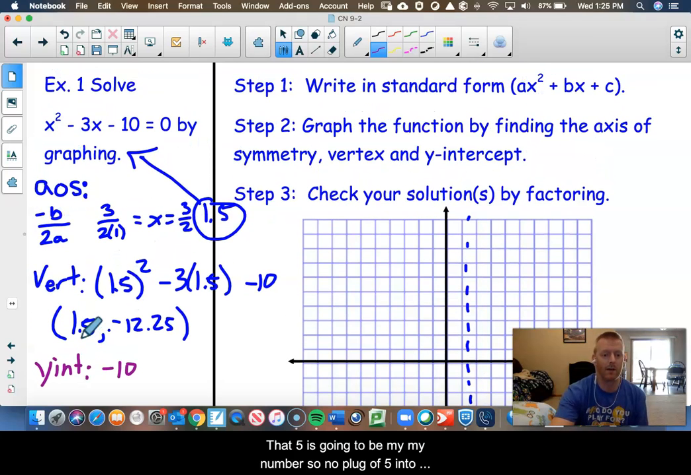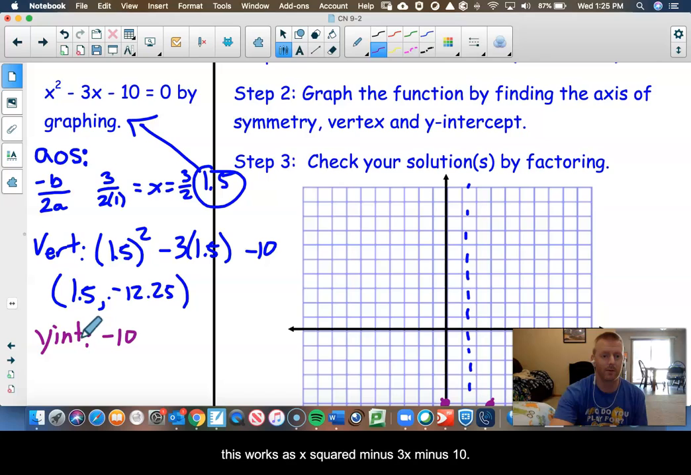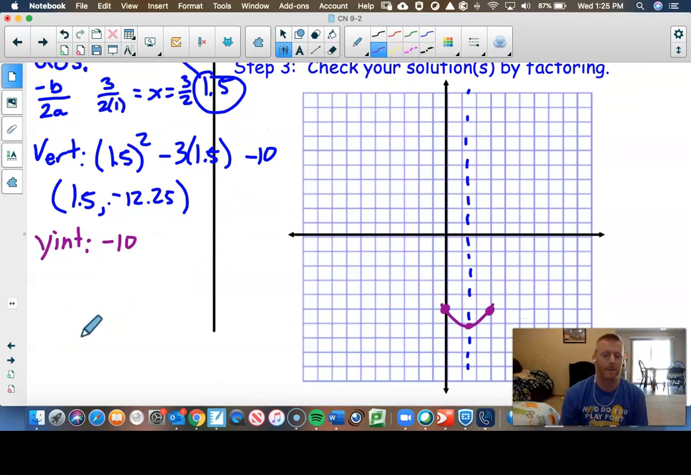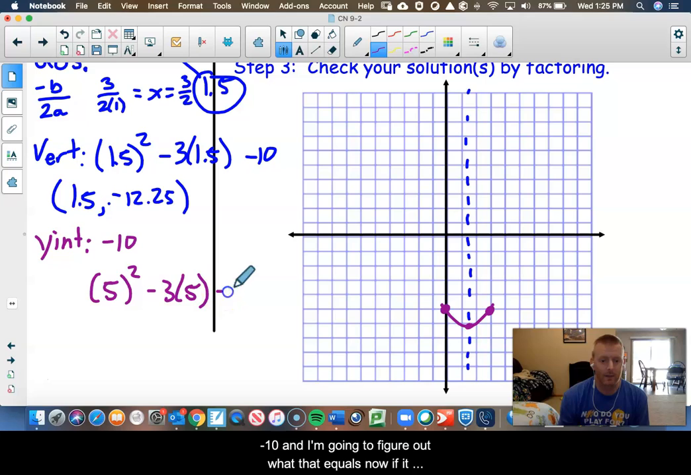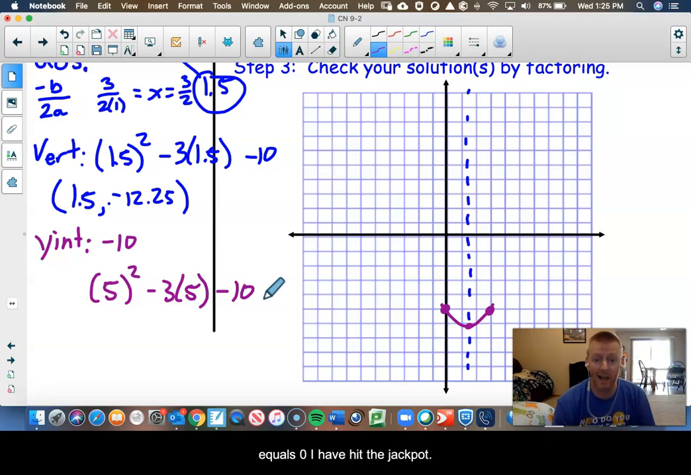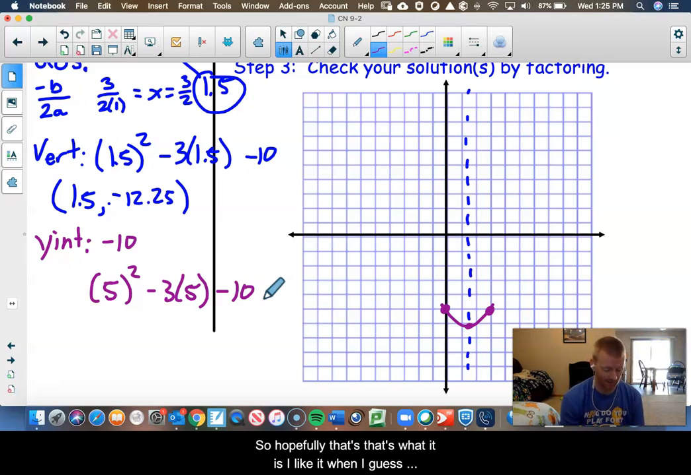So I'm going to plug a 5 into this where it says x squared minus 3x minus 10. So when I plug a 5 in, it's going to say 5 squared minus 3 times 5 minus 10. And I'm going to figure out what that equals. Now, if it equals 0, I have hit the jackpot. So hopefully that's what it is.